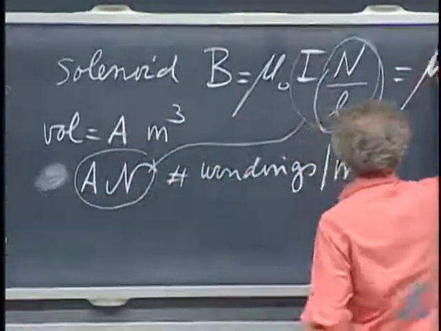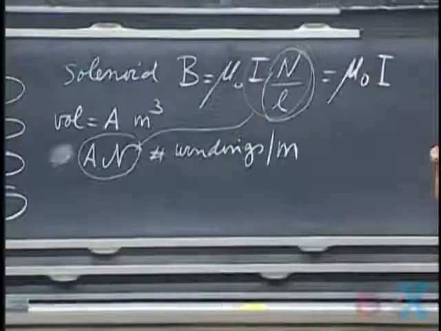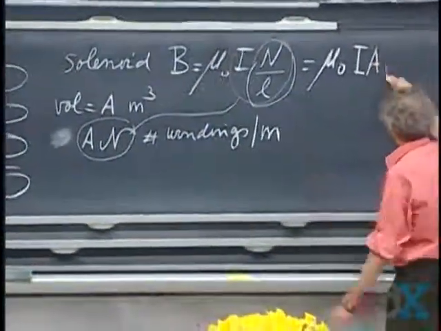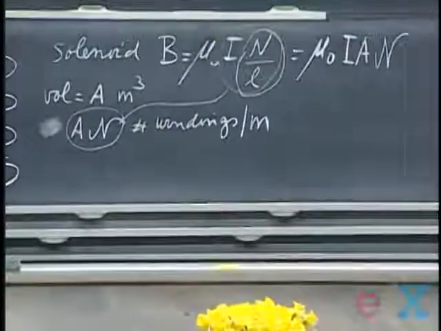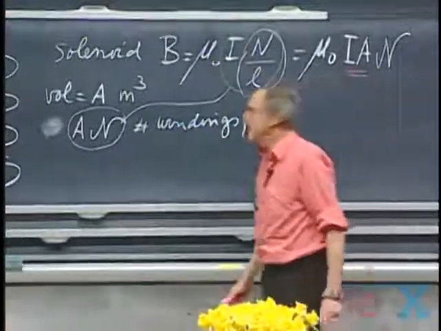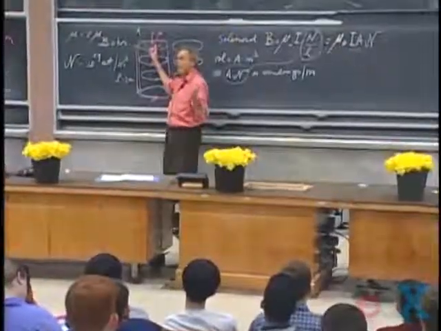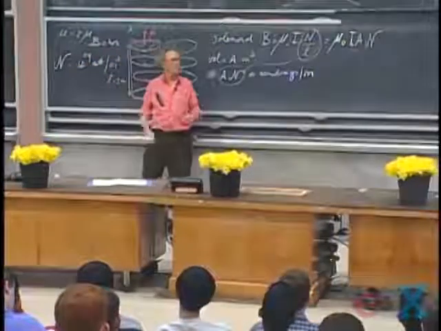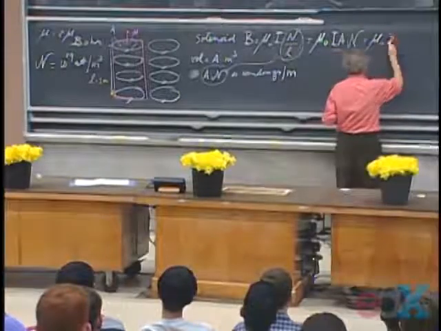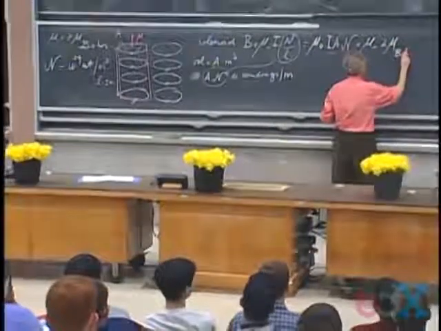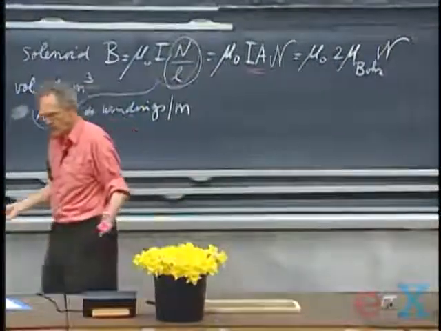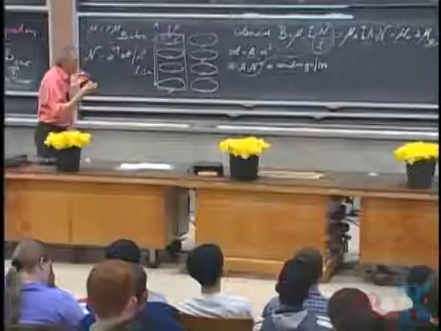And so I can write now mu 0 times the current I times that area, A, times N, which is 10 to the 29. But look now, you see why I did it this way, because I times A is the magnetic dipole moment of my atoms. And that was 2 Bohr magnetons. And so this now also equals mu 0 times twice mu Bohr times N. And I'm finished, because I know what mu 0 is, and I know what mu Bohr is.